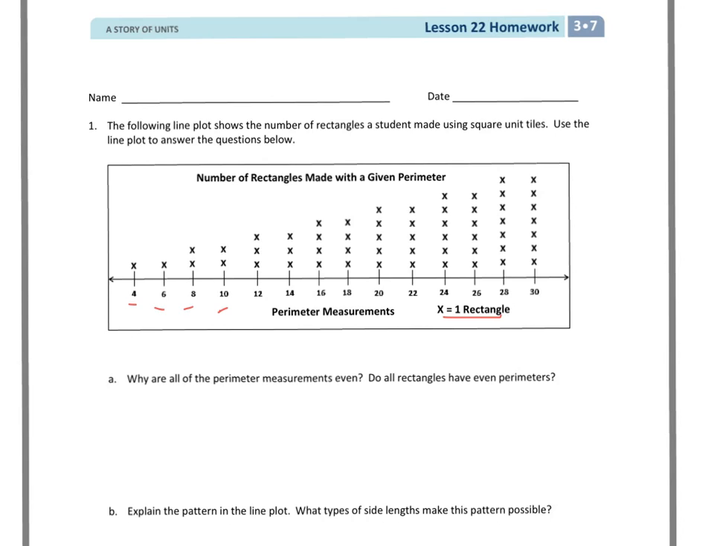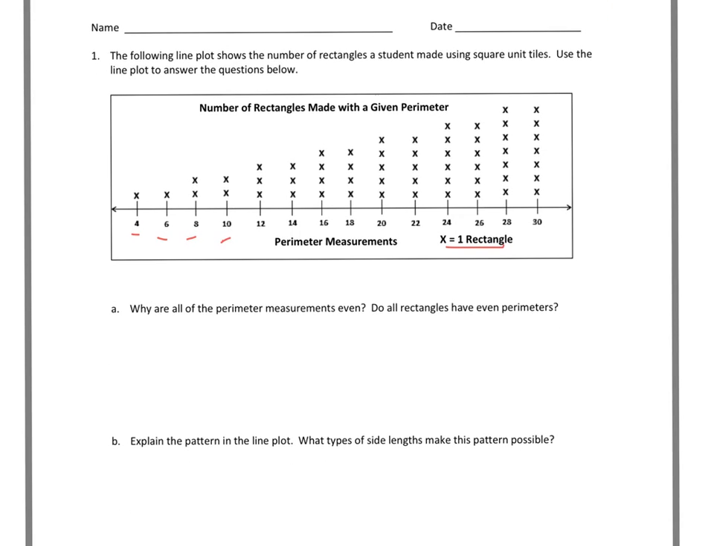So A says, why are all of the perimeter measurements even? Do all rectangles have even perimeters? Well, it's a good question. They're all even, meaning 2 or 4, 6, 8, 10, 12, and so on, because we're talking about whole number measurements for length and width.